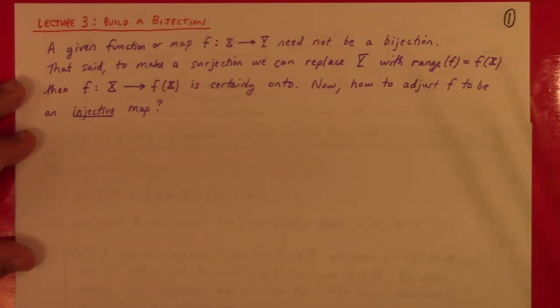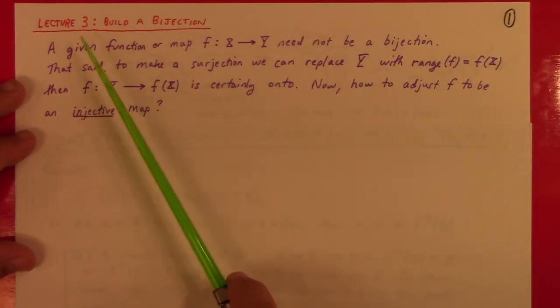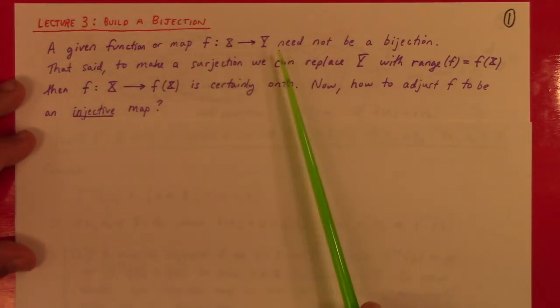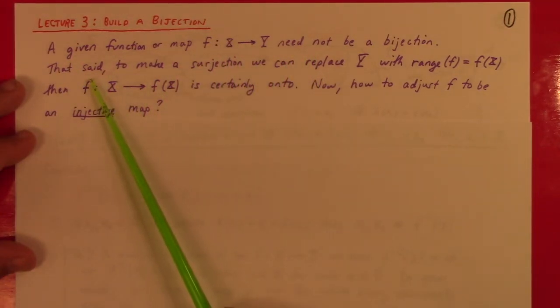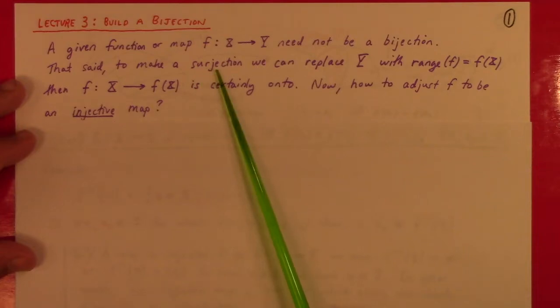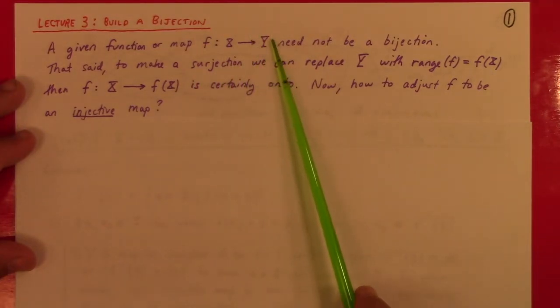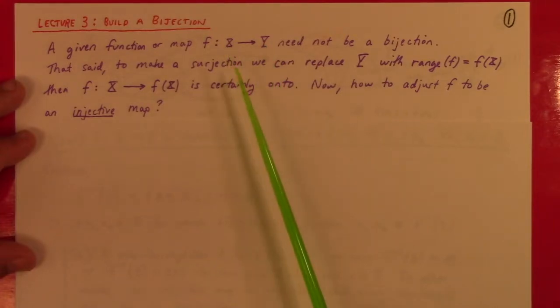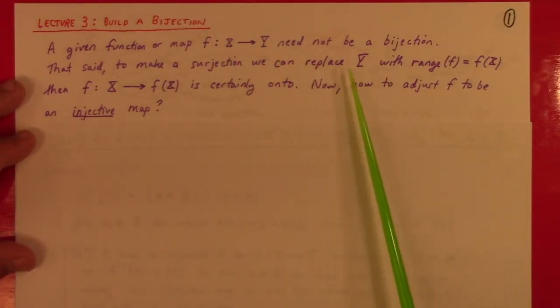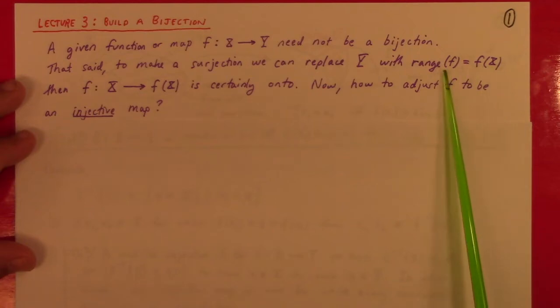All right, so let's talk about how to build a bijection. This is lecture 3. A given function or map doesn't have to be a bijection, right? But we could at least make it into a surjection, which means that everything in the codomain is actually mapped to by something in the domain. An easy way to do that is just to replace the codomain with the range, right?